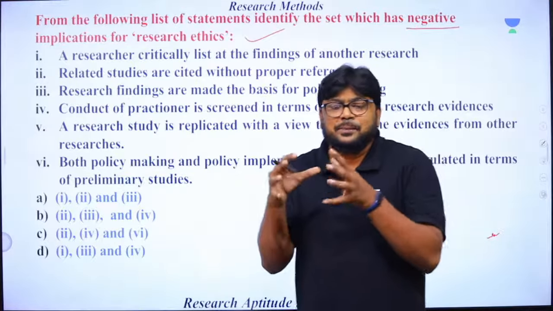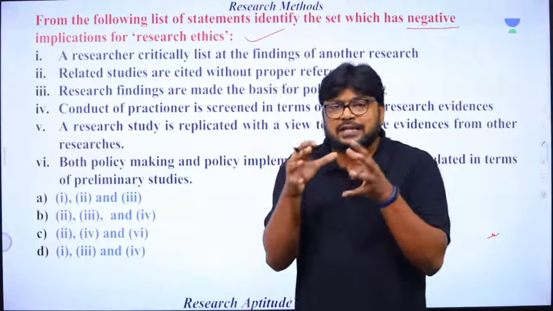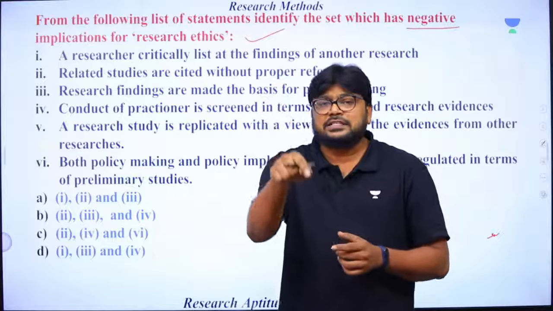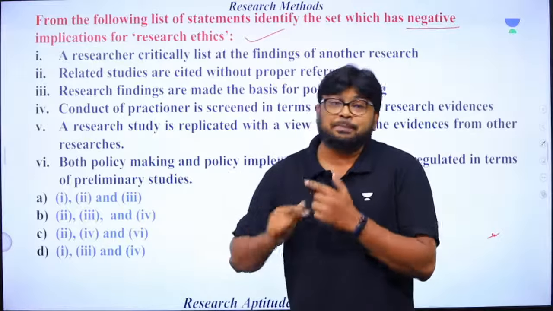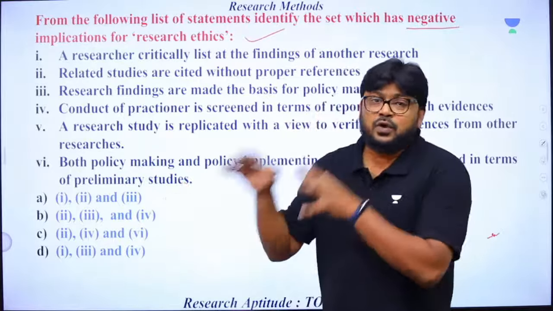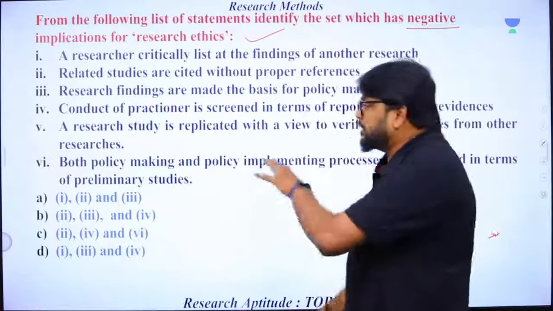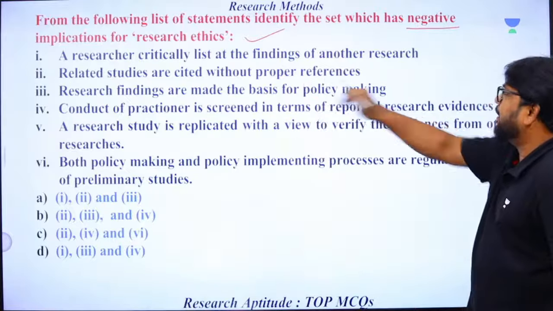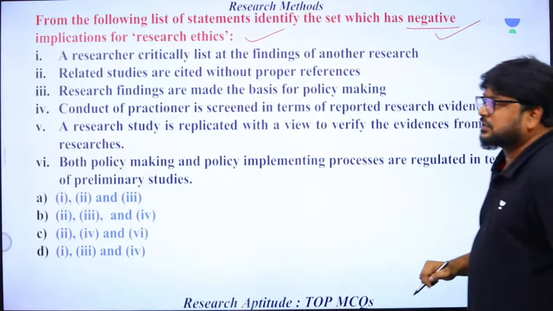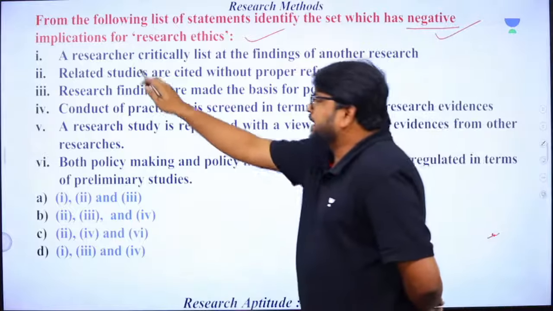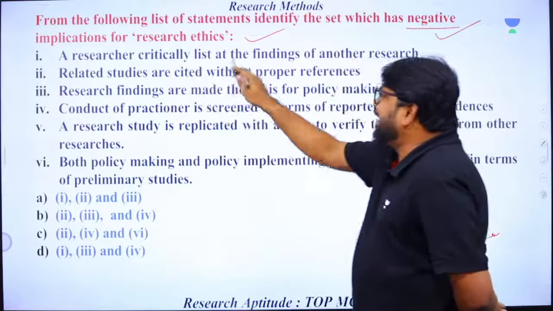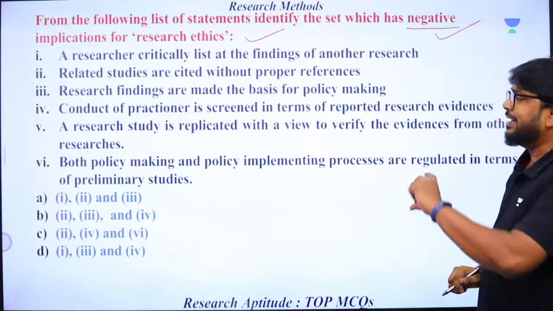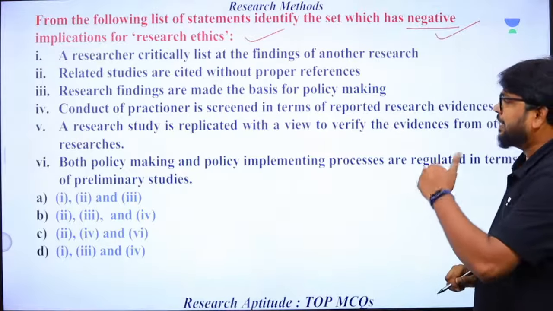So all these are the important aspects which are included in research ethics, and this particular research ethics chapter has been added in your research methodology if you are going with the pre-PhD examination during your doctoral program. So this is very important. Keeping that in mind, here there are some statements and they are asking which has negative implications. First, a researcher critically lists the findings of another research. So critically listing the findings of another research.